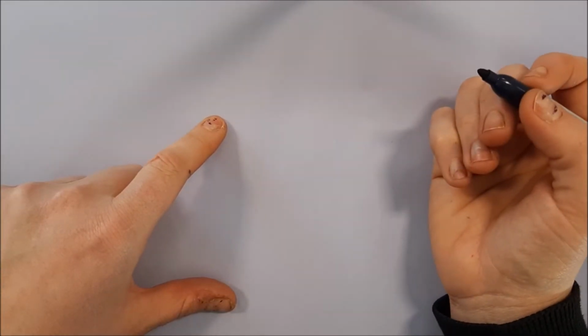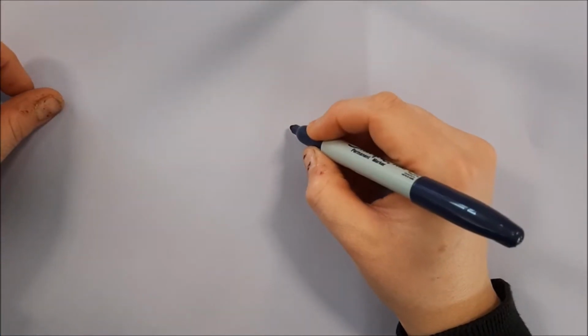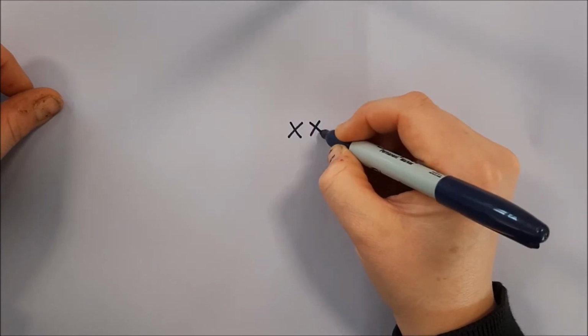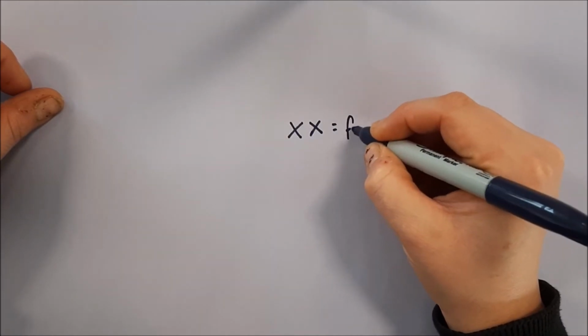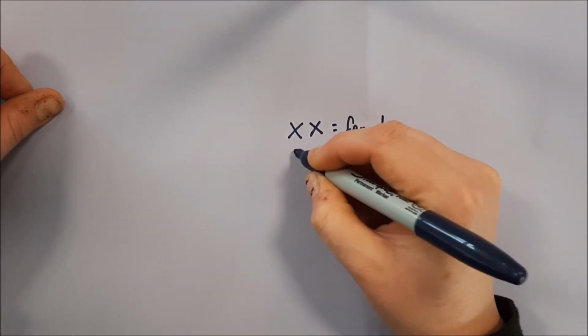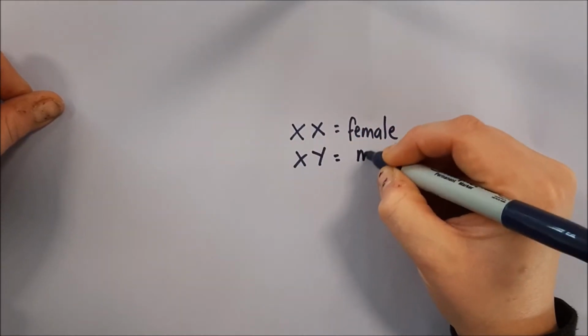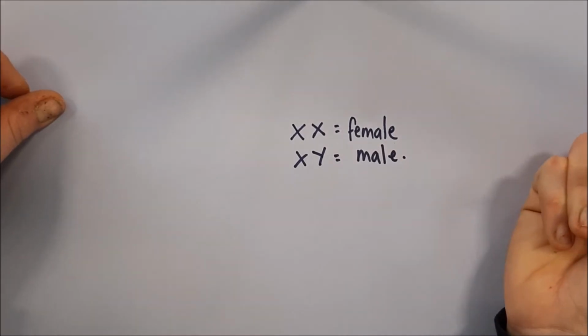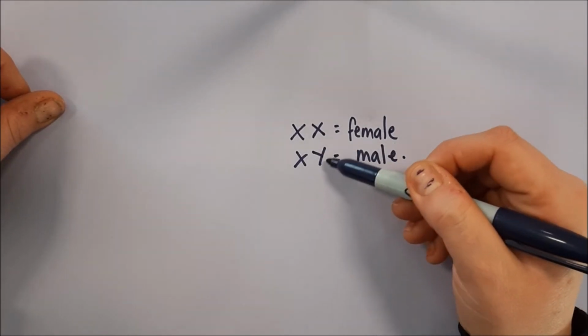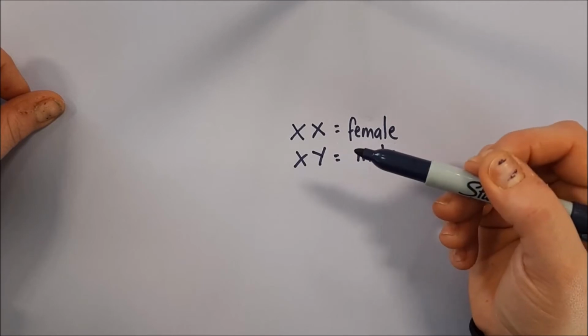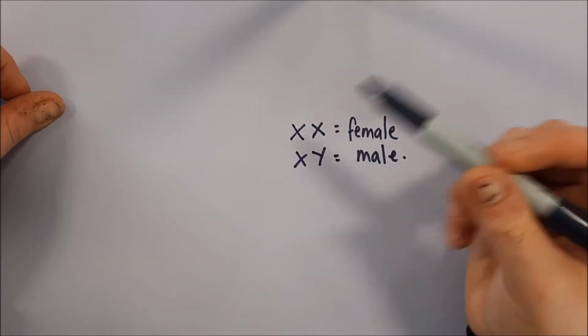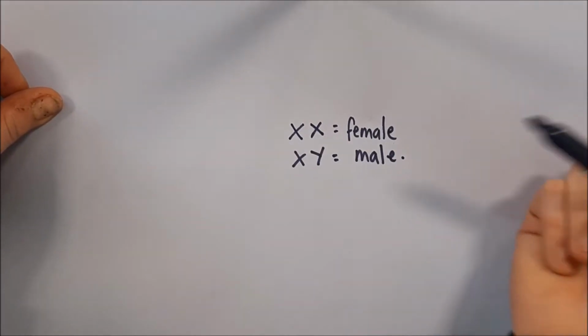Let's talk about the most simplistic inheritance, which is sex inheritance. So whether you are born male or female. There are two different alleles that determine your sex when born. If you have two X chromosomes, you will be female. If you have an X and a Y chromosome, you will be male, okay? The Y chromosome can only be inherited from the male. The X chromosome can be inherited from the male or the female.